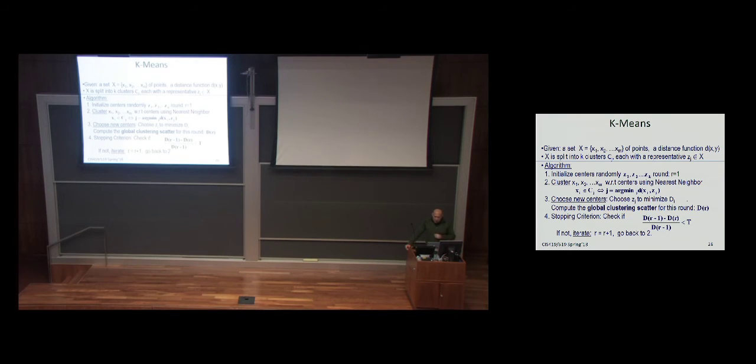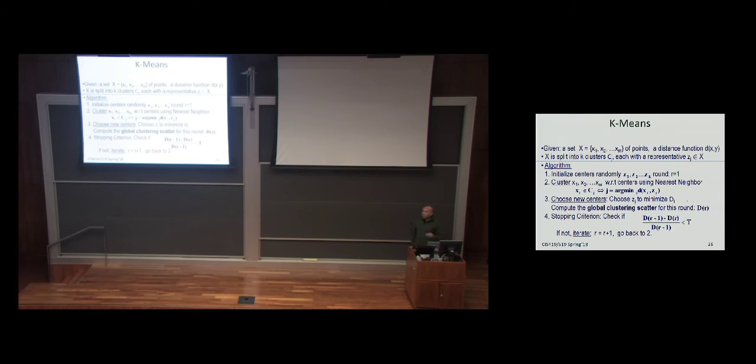Once we have this, we can compute capital D and see if we are happy. We use D as the quality of the clustering. If we are happy, we stop. If we are not happy, we go back to step 2 and cluster again using the new set of representatives that we got in 3.